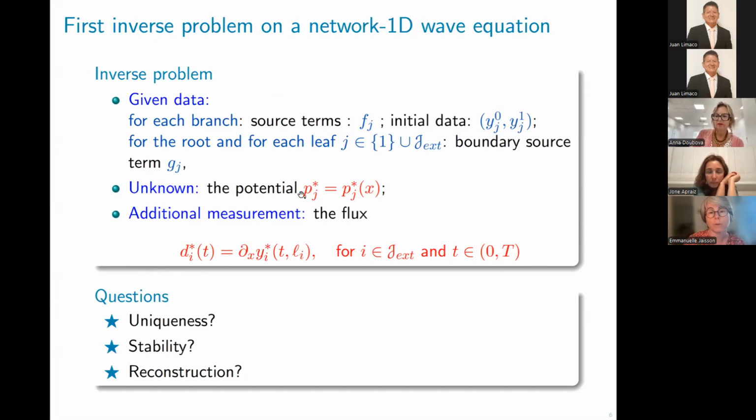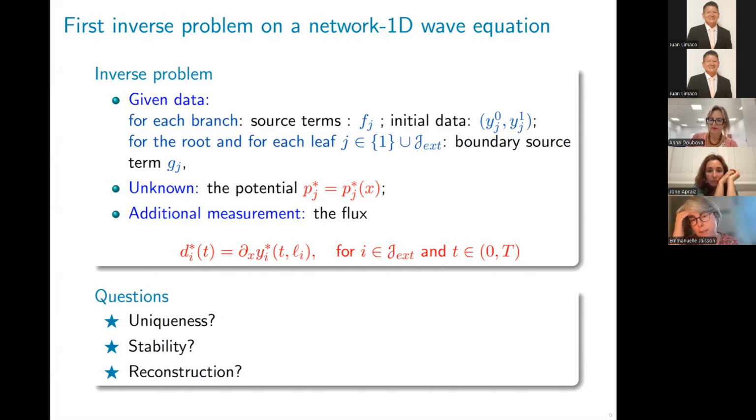But what you don't know is the potential on each branch. You don't know P_j star, never. So what you want to recover is this P_j star. To do that, you need some additional measurement.